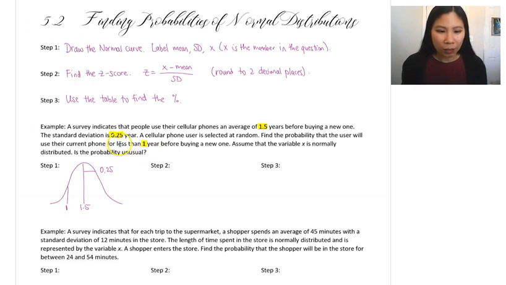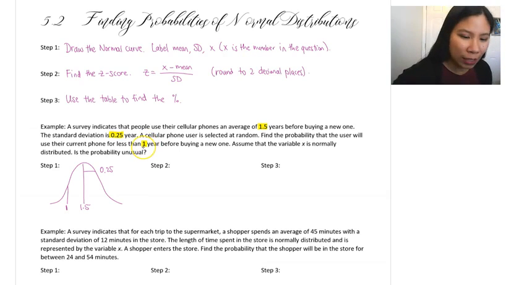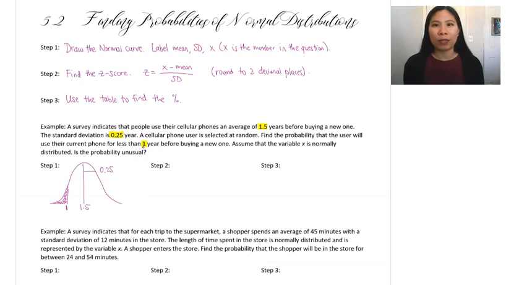And then it also says less than 1 year. So less than means smaller than 1. So we should be shading to the left here. So the direction you're shading is always based on the words in the question. Okay, so this is our picture.